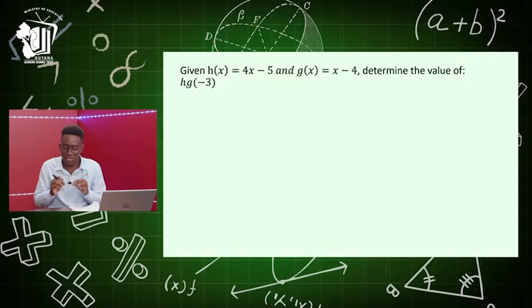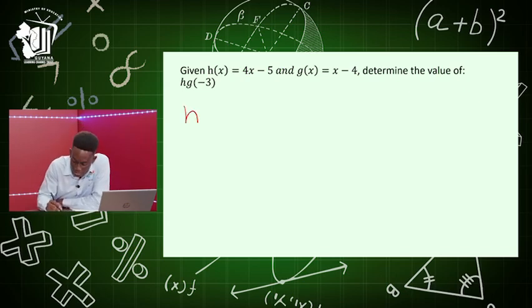And we'll end off the video with a final example to solidify our understanding of composite functions. Let's say we're given h of x is equal to 4x minus 5 and g of x is equal to x minus 4. And we want to determine the value of hg of negative 3. So let's do this. We want to find hg of negative 3.